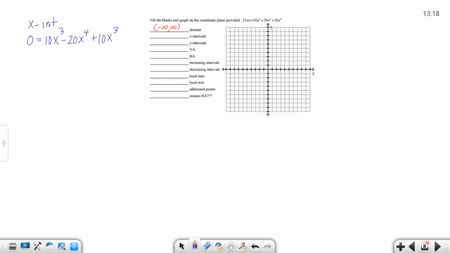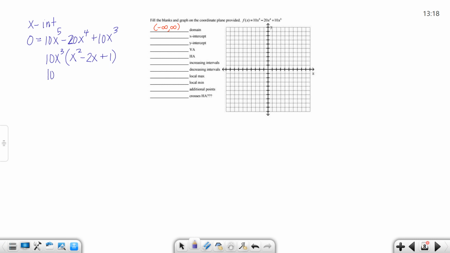Let's look at that. 10x to the 5th. I knew something was wrong. 10x to the 5th minus 20x to the 4th plus 10x cubed. Okay, so this should be a 5. So we'll factor that. What they all have in common is they all have a 10 and they all have an x. So I'm going to take a 10x cubed, the smallest x is 3, take that out of there. And what that leaves me with is x squared minus 2x plus 1.